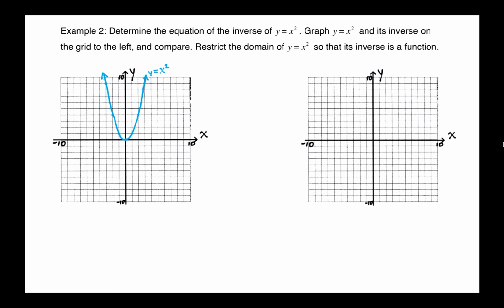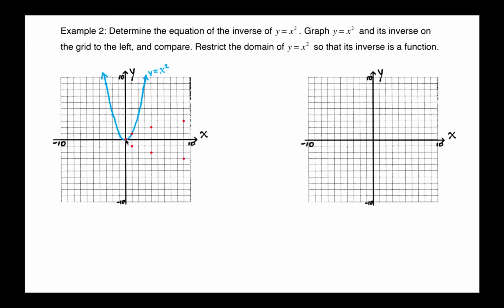Now, in order to come up with a graph of the inverse, we could just take every point and switch the x and y coordinates. So for instance, (0, 0) becomes (0, 0). (1, 1) becomes (1, 1). (2, 4) would become (4, 2). (3, 9) goes to (9, 3), and so on. So let's take a look at the rest of the points.